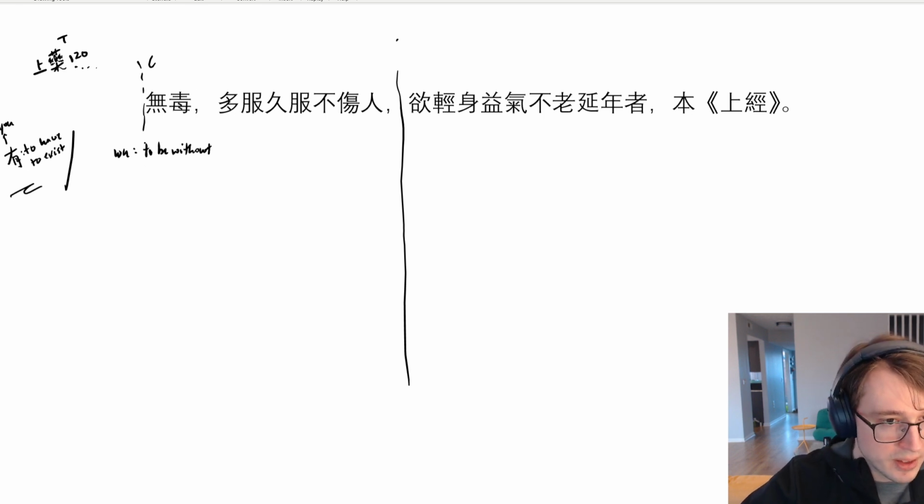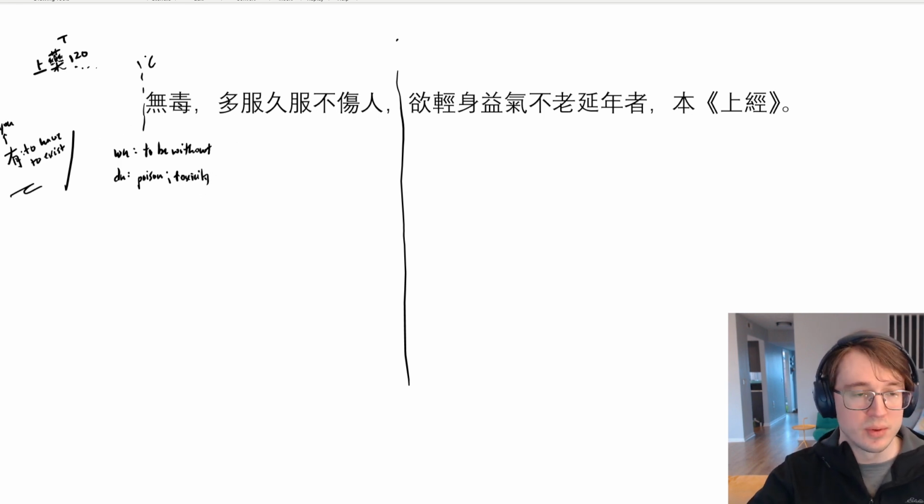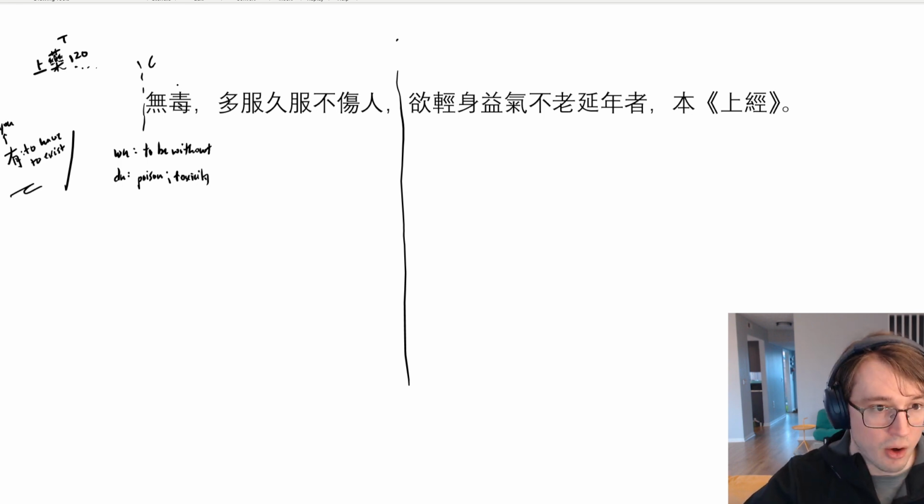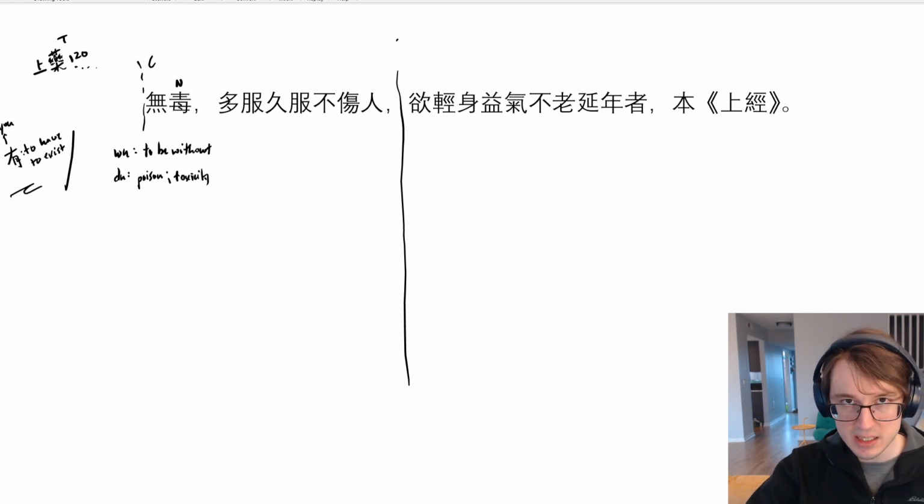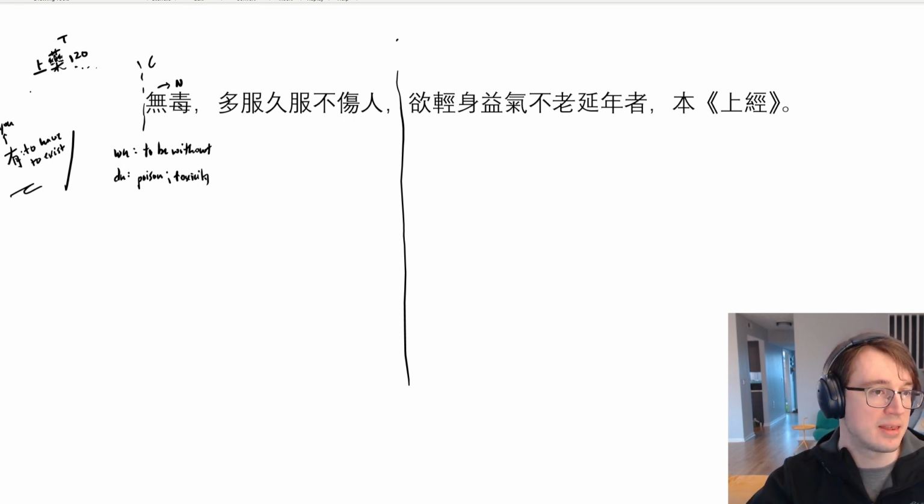Then the second character here is du, which is poison, or abstracted to toxicity. Okay, and so if you put the wu in front of it, so this is actually a nominal negation. So this is a noun. This is poison, toxicity, a noun. And this negates that noun. So it's saying to be without poison, without poison. So it's saying that these superior medicines are what? They're non-toxic. That's basically what it's saying here.